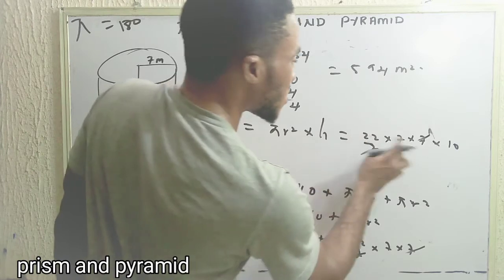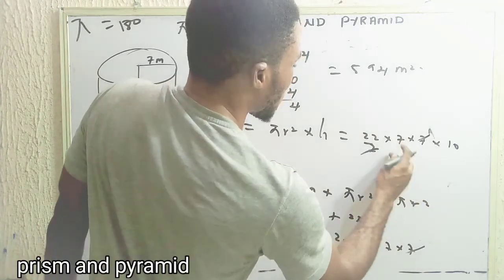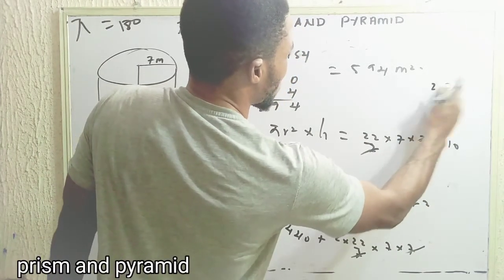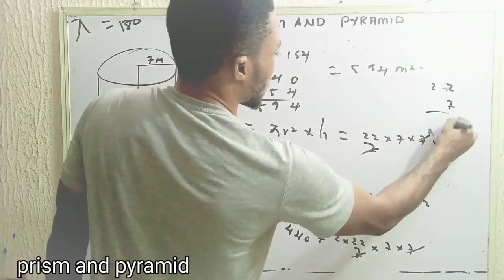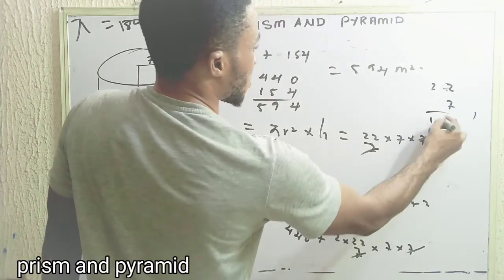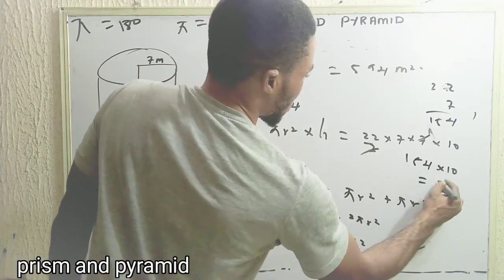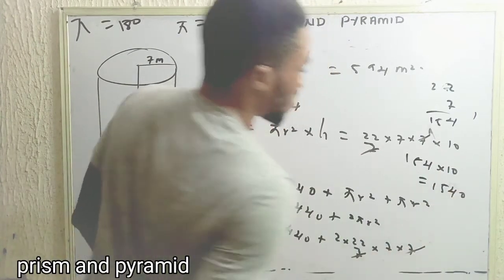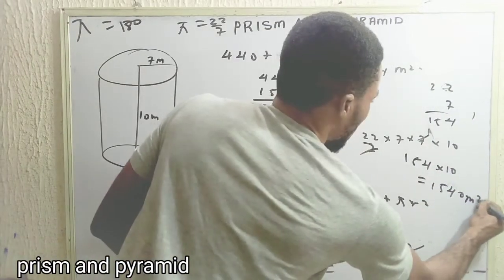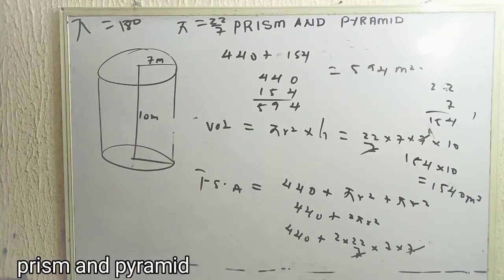So this times this. So I have 22 by 7. Using the old-fashioned method, this times this I have 14 carry 1. This is 14. I have 154. So I have 154 times 10. That's 1540 meter cube as the answer to that question.